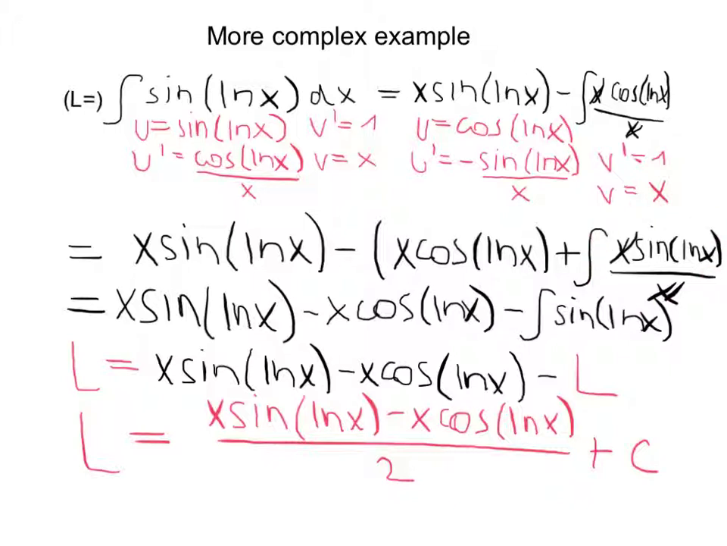As you may have realized, this is exactly the question from the very beginning, which is why we have named it L. We now have L equals x sine ln x minus x cos ln x minus L, since our L is equal to the integral of sine ln x. By using simple algebra, we arrive at 2L equals x sine ln x minus x cos ln x, and L is equal to x sine ln x minus x cos ln x, divided by 2, plus c. There we go.